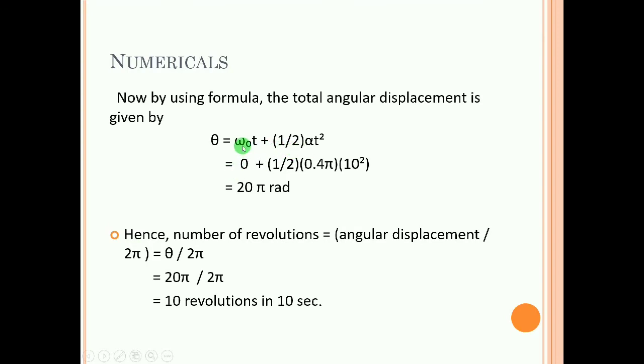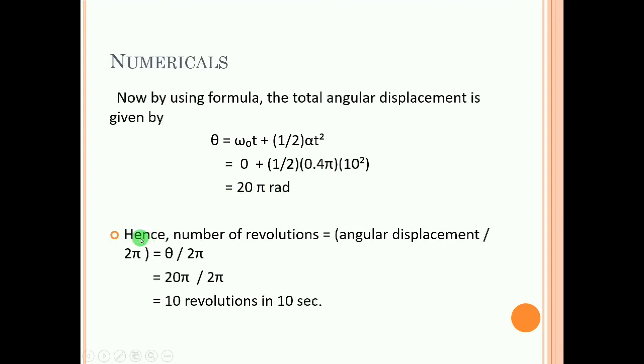Putting the values, omega 0 is 0, so the first term is 0. Then 1 by 2 as it is, alpha is 0.4 pi as we calculated before, and time t is 10 seconds, so 10 square. After calculating, this second term gives us 20 pi radian.